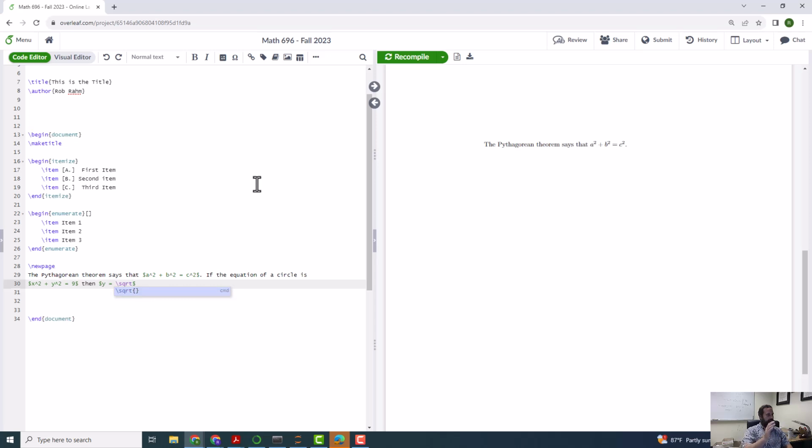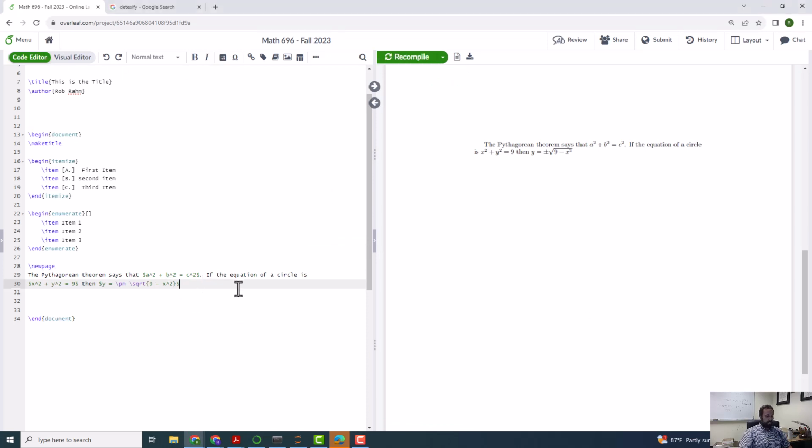It's just going to be backslash sqrt, and then we put curly brackets, and everything under the square root goes in the curly brackets. So this will be 9 minus x squared. Now for plus minus, there's another command, backslash pm, and we're going to recompile. And this is what we get, except I put a 6 instead of a 9. So LaTeX will not tell you if you made a mathematical error.